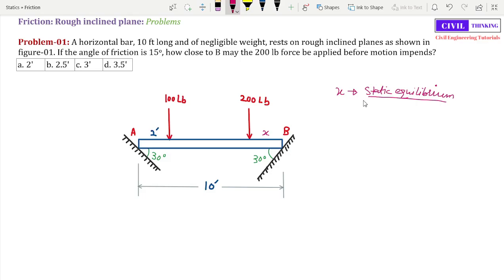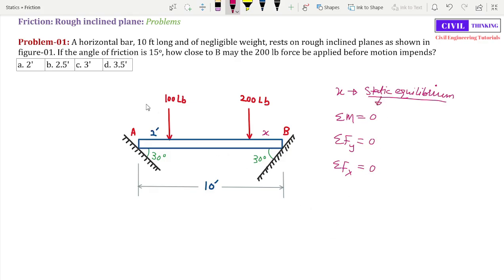Now, static equilibrium means we have to find three things, right? We have to find the summation of moments about any point, A or B, equal to 0. The summation of forces in the y direction equal to 0. And the summation of forces in the x direction equal to 0. These are the three equilibrium equations. We have to apply them. When all of these are equal to 0, it means there is static equilibrium, right?